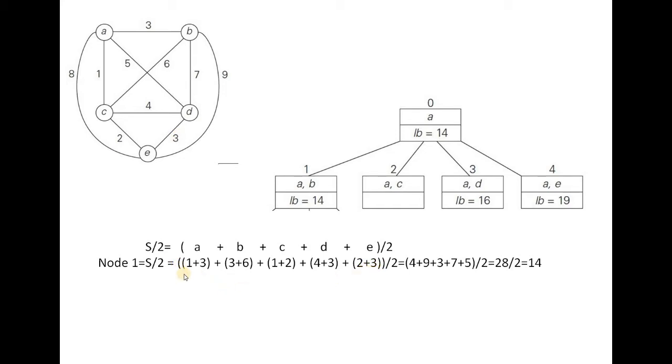Now, these are the n values. Find out the sum of these numbers. Sum has come to 28. Divide by 2 will give us 14, and 14 is the lower bound value for node number 1. Likewise, you need to calculate the lower bound value for this pair and for this pair.